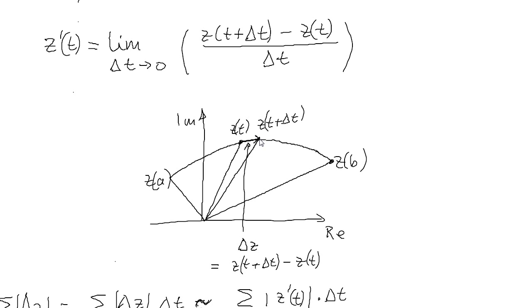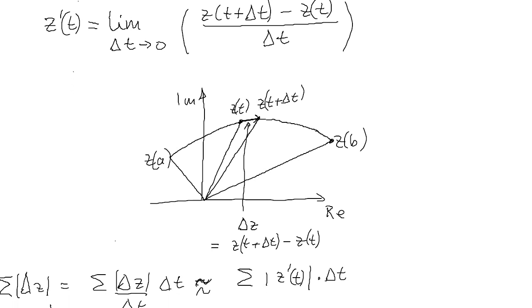So taking the absolute value of this difference gives us the length of this distance. And if we add all such lengths, then we get something which is very close to the length of the curve from this point to this point. So let's consider the summation of all delta z, which is this difference for a given delta t.